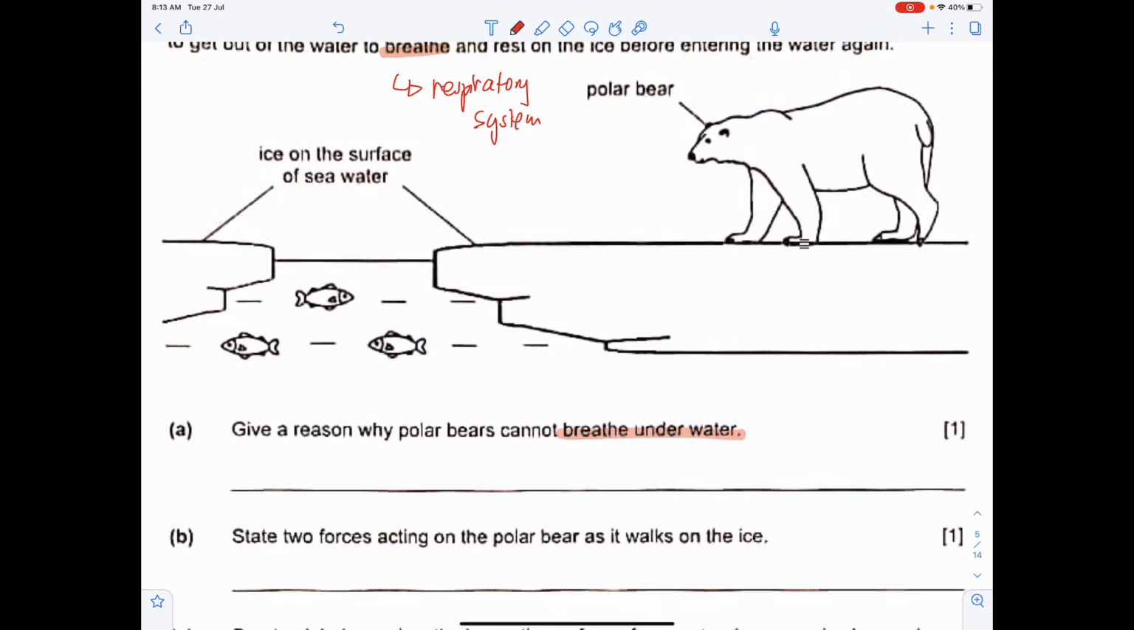So you need to annotate, you need to ask yourself, what is needed to breathe underwater? So your answer would be gills. Why? Because your gills are able to absorb dissolved oxygen. Okay? So when you annotate it like that, you are able to understand what is the demand of this question.